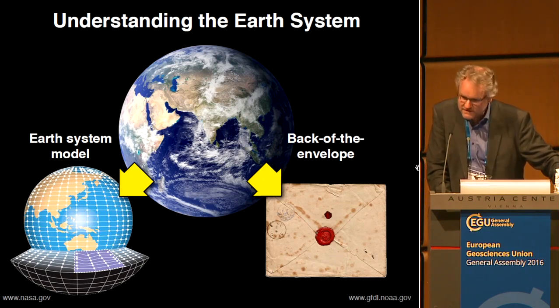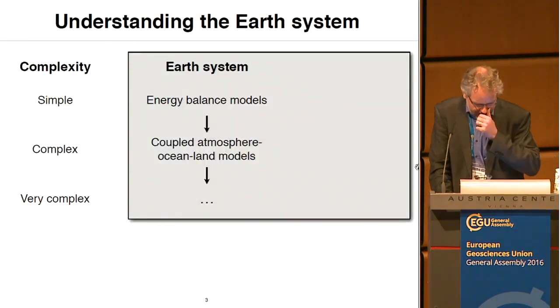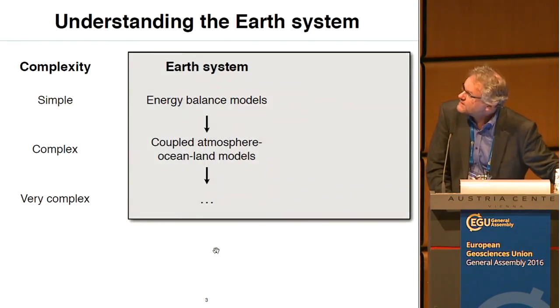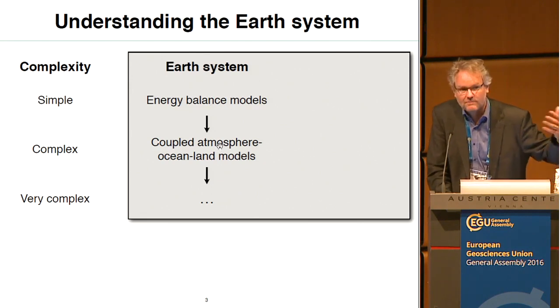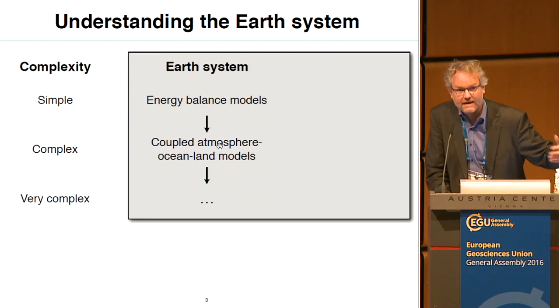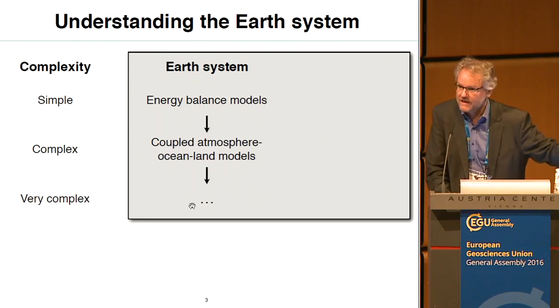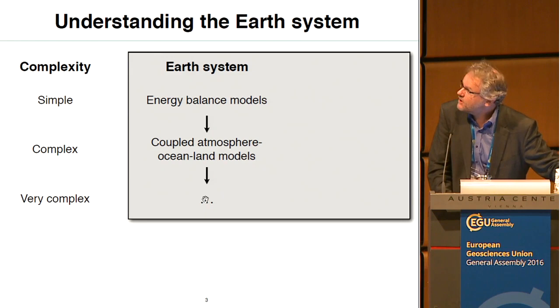And I want to first make a brief comparison. What I show here is an axis of complexity from simple to more and more complex. When we think about the Earth system or the climate system, 30 or 40 years back we had energy balance models, and then we got coupled ocean, atmosphere, land models, and now we get atmospheric chemistry and dynamic vegetation and so on.